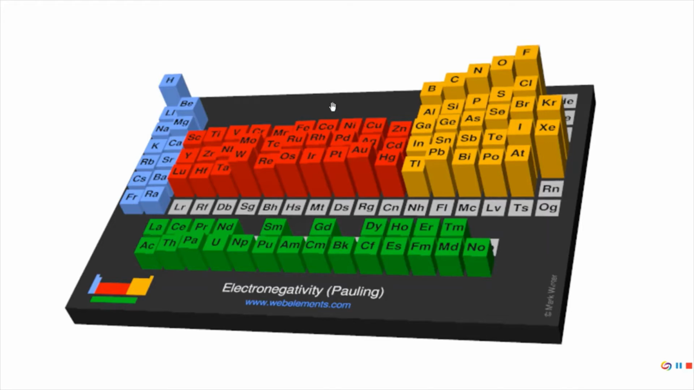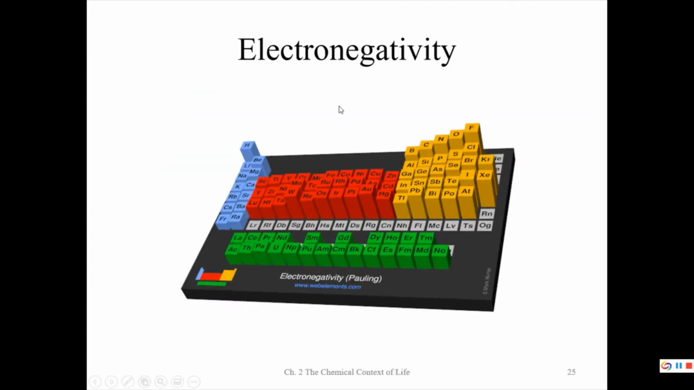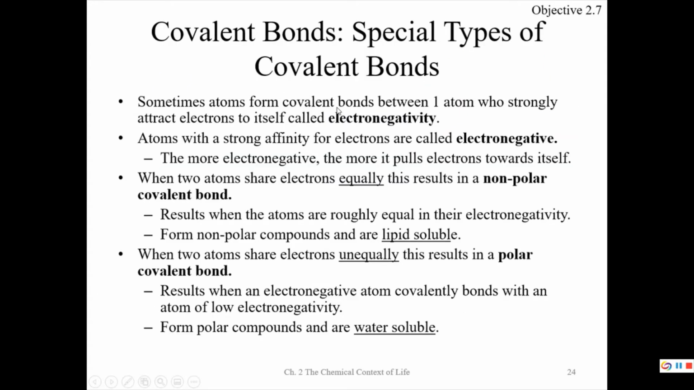Now, that is a nice way of seeing it, so you get an idea of electronegativity. Now, atoms who have a high electronegativity, we call them electronegative. They have a high affinity for electrons, and if they are electronegative, they tend to pull electrons towards them, so they don't share electrons equally. Now, if you share electrons equally, you're going to result in what we call a nonpolar covalent bond. These are atoms who are roughly the same in their electronegativity, so they make nonpolar compounds. These compounds are referred to as lipid-soluble compounds.